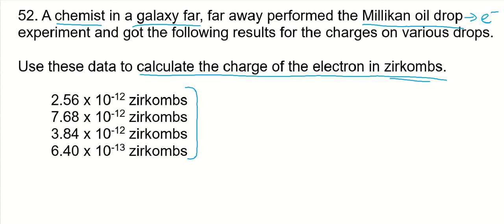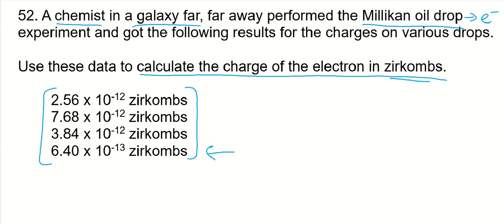Right now, you would probably want to do more than 4 trials and get more than 4 data points, but this is just a sample problem. The way to do this is we're going to find the smallest value, which is the one down there, and this is what Millikan did. He found the smallest value and saw if it went into all the other ones, and then he could conclude, well, that must be the charge, the fundamental charge. Let's see if it goes into all the other ones.